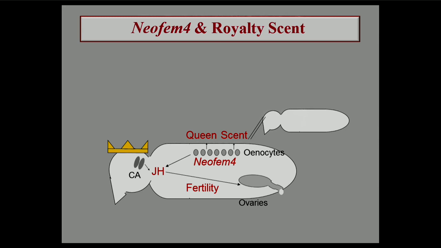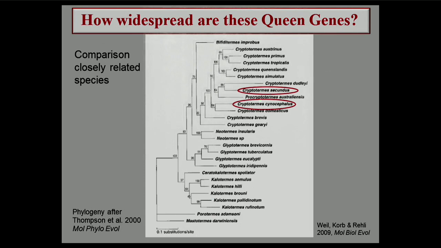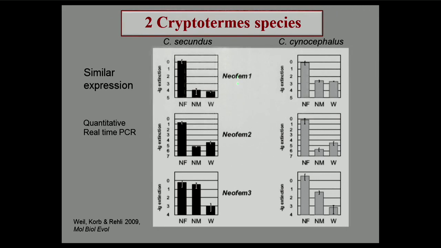The workers can smell this with their antennae, and therefore the reproductive division of labor is maintained in these colonies. In the next step, we wanted to test how widespread the NeoFEM genes are. We first did this in a closely related species from the same genus, Cryptotermes cynocephalus. We did the same experiment as in Cryptotermes secundus: we did RDA experiments and identified overexpressed genes in queens. What was nice is that NeoFEM 1, 2, and 3 are also female-specifically expressed in Cryptotermes cynocephalus, as in Cryptotermes secundus.